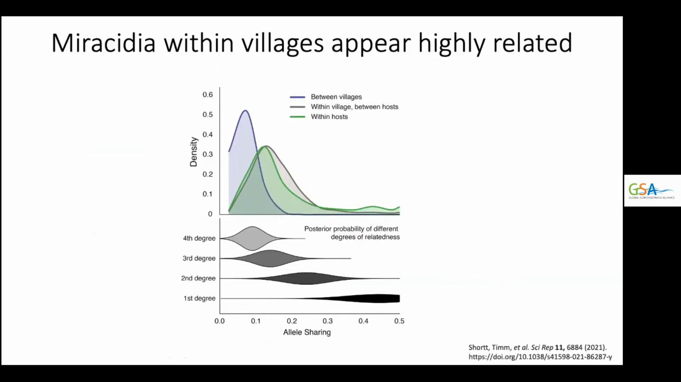This figure shows distributions of rare allele sharing between pairs of Myricedia collected from the same host in green, from the same village but different hosts in gray, or from different villages in blue. We find that samples within a village are generally more related to each other than samples from different villages, and frequently share alleles at a level that might be expected for cousins. Samples within the same host are also frequently sharing at a cousin level, but also show increased relatedness that is consistent with first or second degree relatedness.